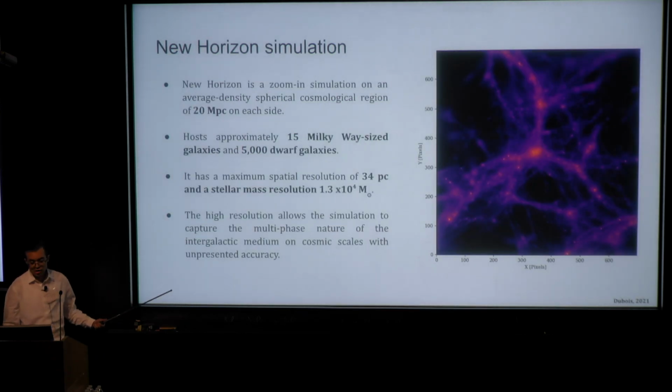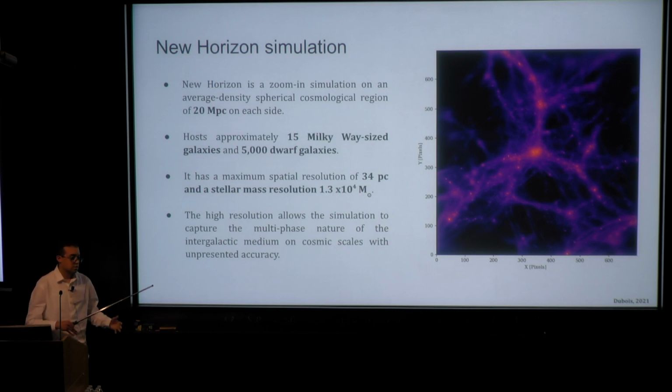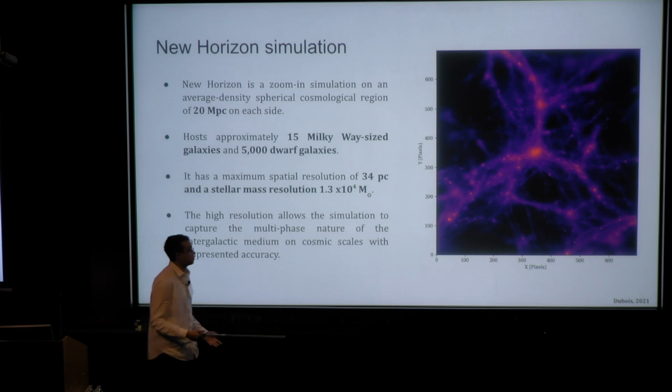We use the New Horizons simulation, which is a zoom-in simulation, which is 20 megaparsecs on each side. It has 15 Milky Way-sized galaxies and roughly 5,000 dwarf galaxies. It has a spatial resolution of 34 parsecs and a stellar mass resolution of 1.3 times 10 to the 4 solar masses. And this resolution allows us to capture a multi-phase nature of the intergalactic medium. It allows us to see the big stuff, but also actually see where the small stuff are.